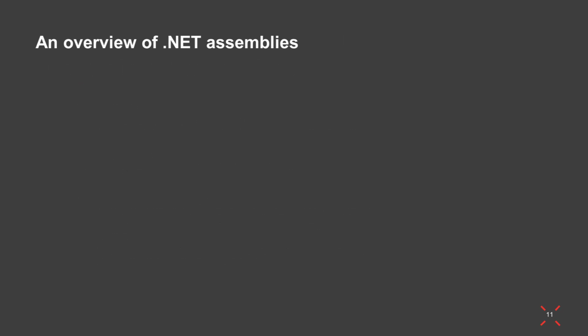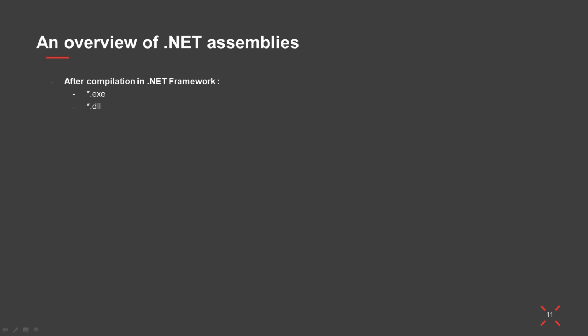An overview of .NET assemblies. Regardless of which .NET language you choose to develop in, after compiling your application there will be two types of assemblies: executable files, or .exe files, and dynamic link libraries, or DLLs, as you can see here.